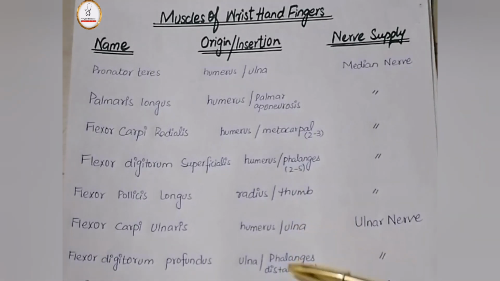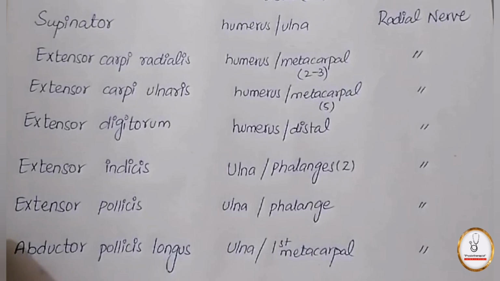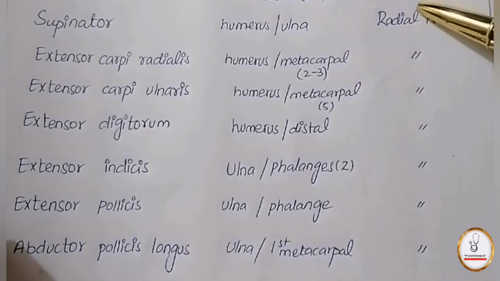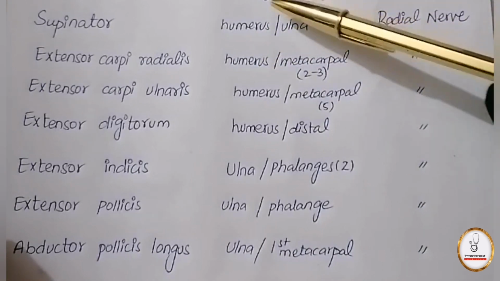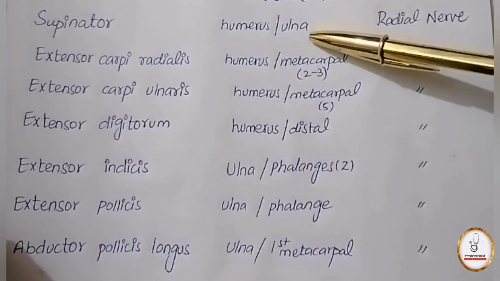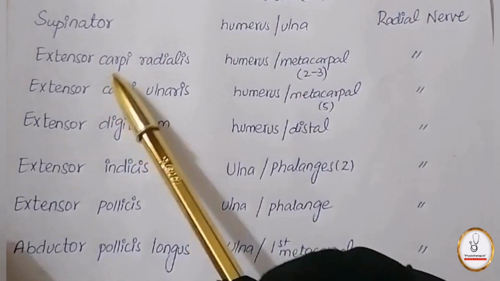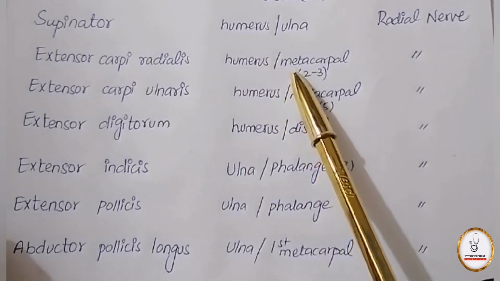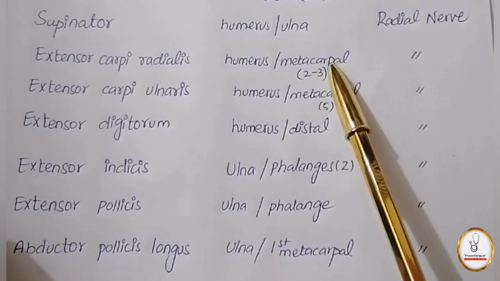And these two muscles are innervated by the ulnar nerve. The next muscles are innervated by the radial nerve. The first is supinator, originating from the humerus and inserting on the ulna. Next is extensor carpi radialis, originating from the humerus and inserting on the second and third metacarpal.